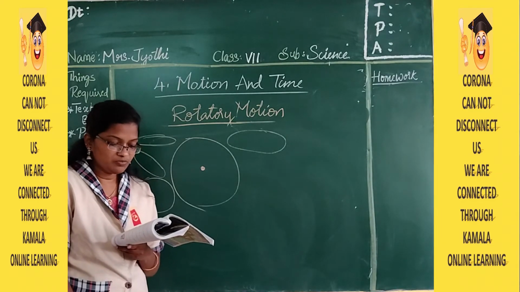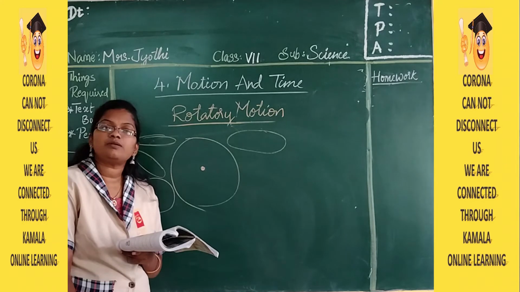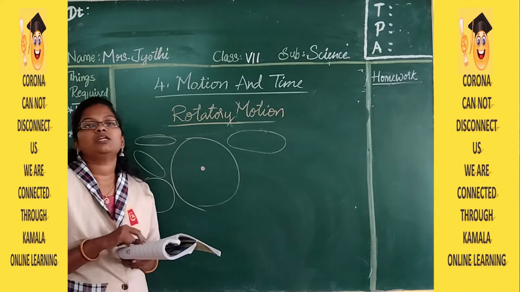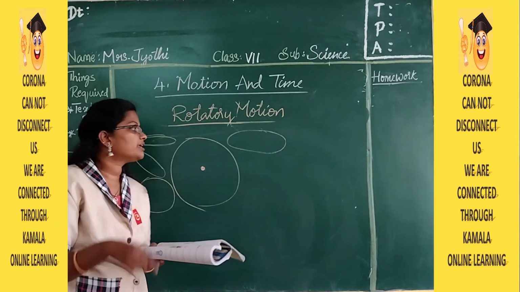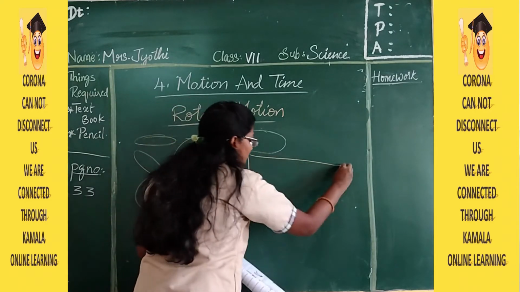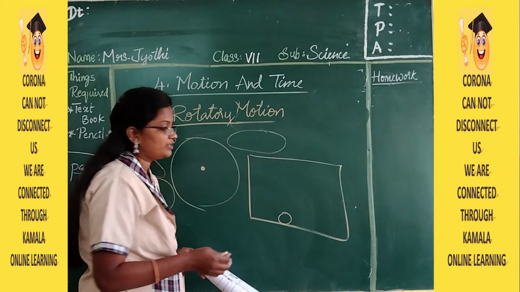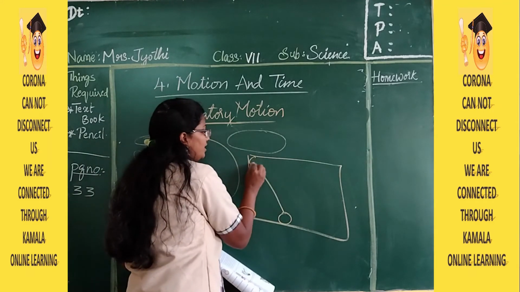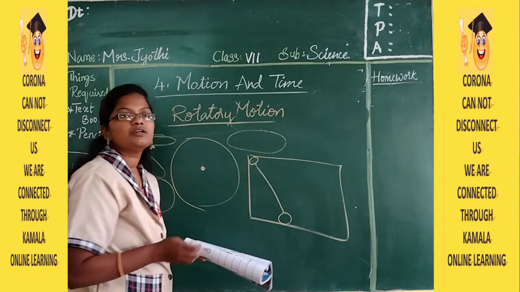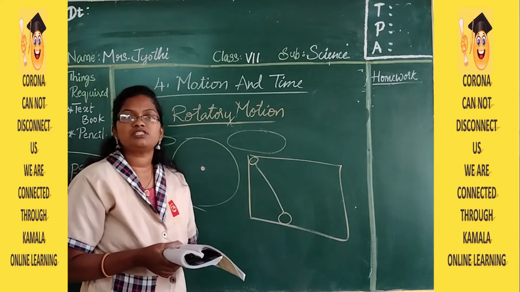Is it in rotatory motion or in translatory motion? When you push a ball, it's going to move in a straight line. So if this is a table and here is the ball, when you push the ball, what happens? It moves in a straight line and falls in the hole here.